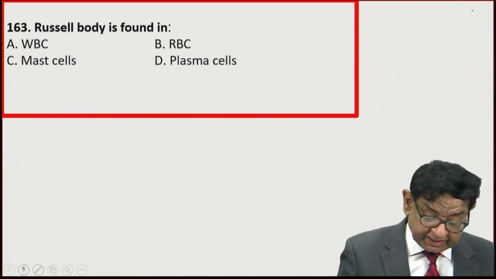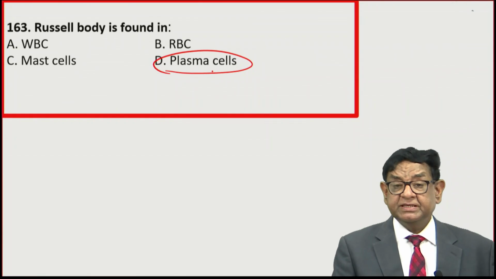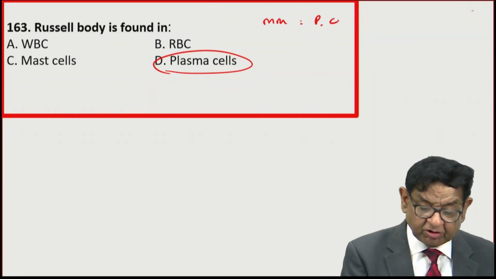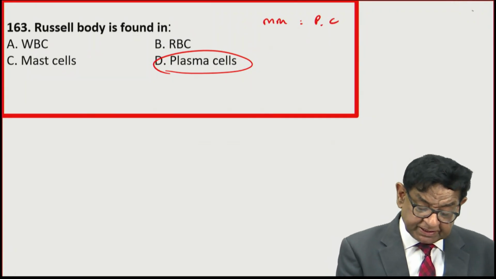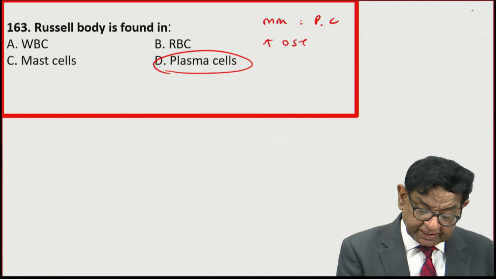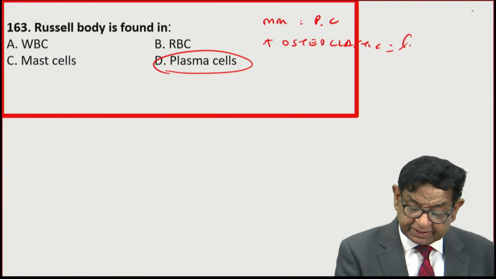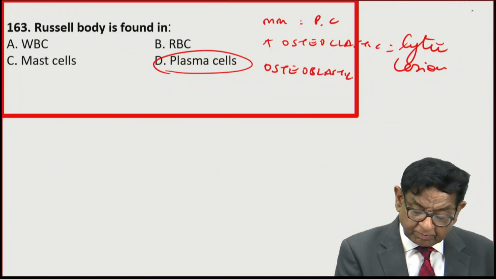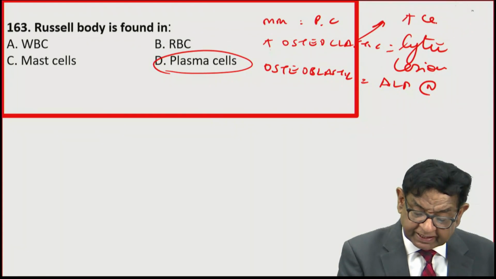Russell bodies are seen in plasma cells. Well, multiple myeloma is a plasma cell disorder. In multiple myeloma, there is increased osteoclastic activity, and that's why lytic lesions are seen. But since osteoblastic activity is normal, the alkaline phosphatase level is normal, and due to increased osteoclastic activity, hypercalcemia occurs.